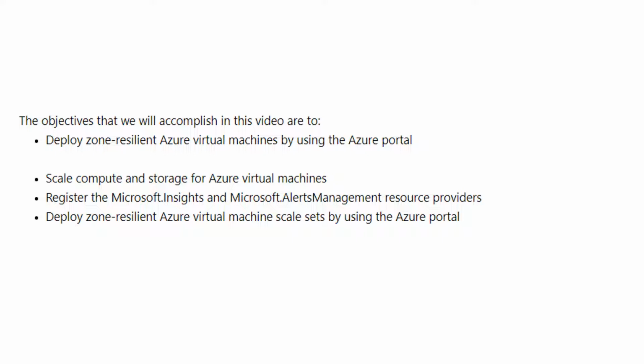Thanks for tuning in. In this episode, we will be identifying and implementing different options for deploying and configuring Azure virtual machines. We'll determine different compute and storage resiliency and scalability options with virtual machines, and also virtual machine scale sets. Additionally, we'll be automatically configuring virtual machines and virtual machine scale sets by using the Azure Virtual Machine Custom Script extension. With that said, here are the objectives that we will accomplish in this video.